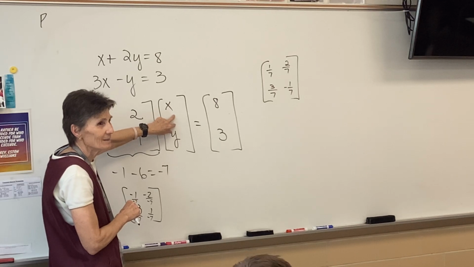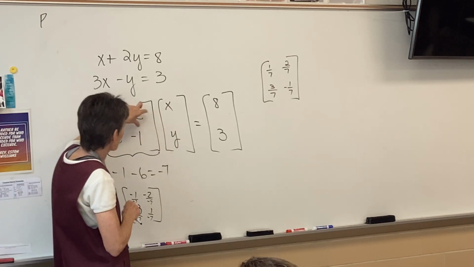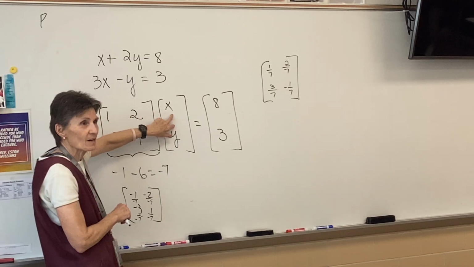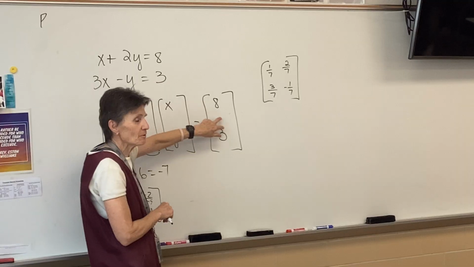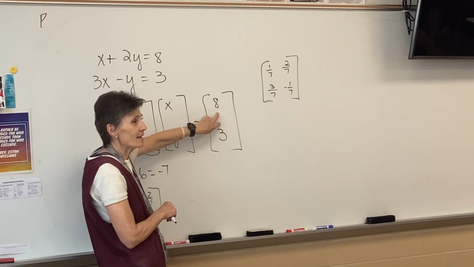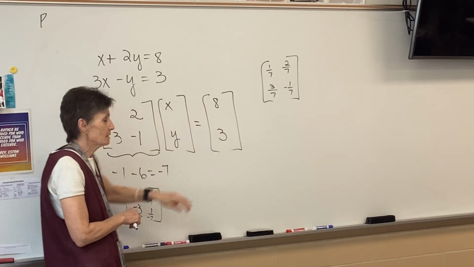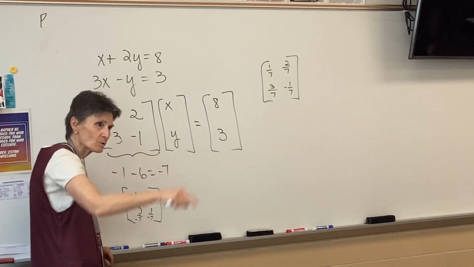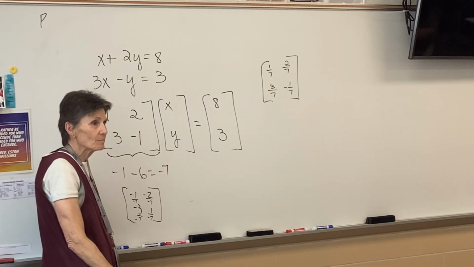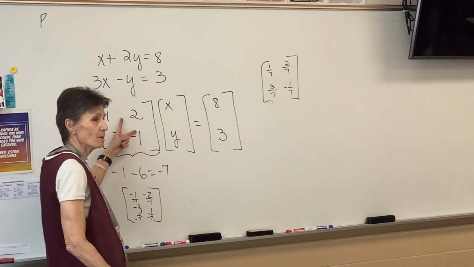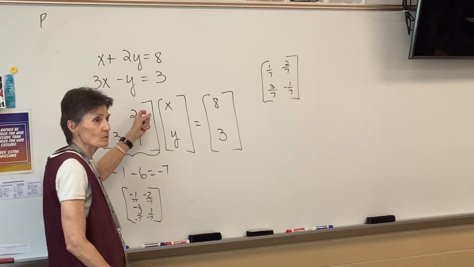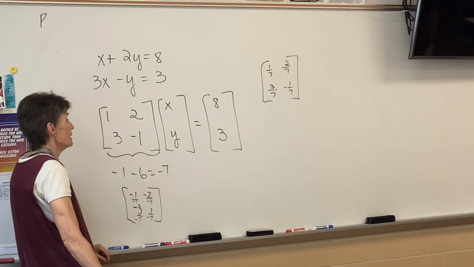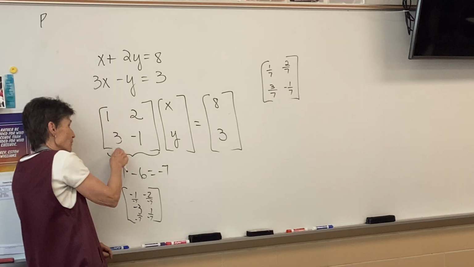So we have our coefficients, our variables, and our constants. Now we have just found the inverse of this matrix. To find the adjoint, you flip, switch these two numbers, and then negate these, change the sign on those. Now I have the inverse of this.